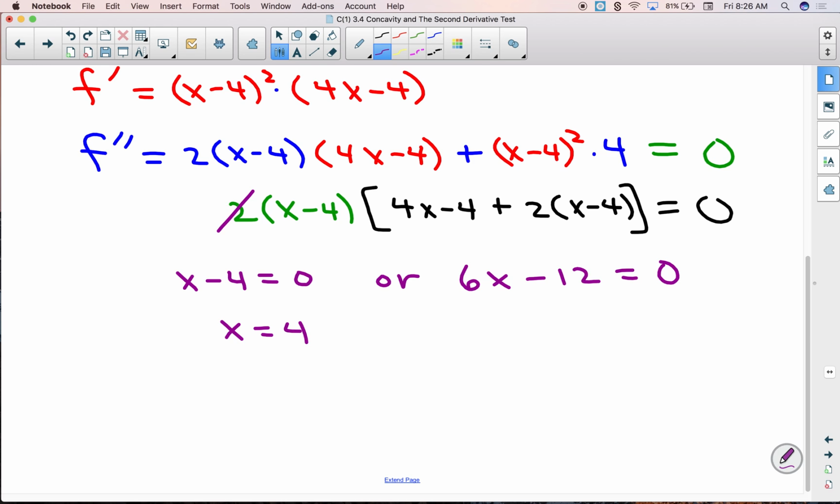Turns out to be a potential place where the second derivative changes signs. And x equals 2, yeah. 4 or 2. So those are the inflection points. Well, we don't know yet. We have to make sure that the second derivative is going to change signs there. But they're the potential inflection points, yeah. So we will look at that in just a moment here.